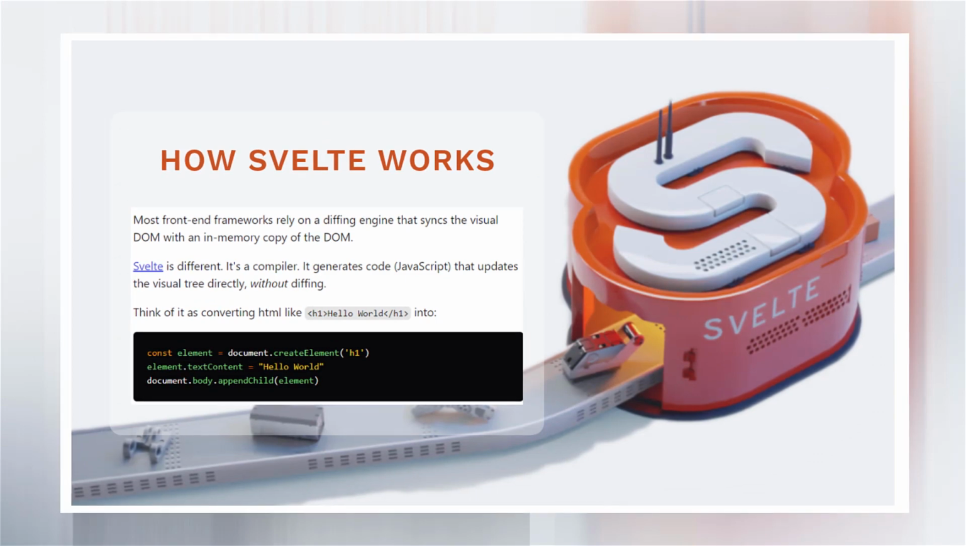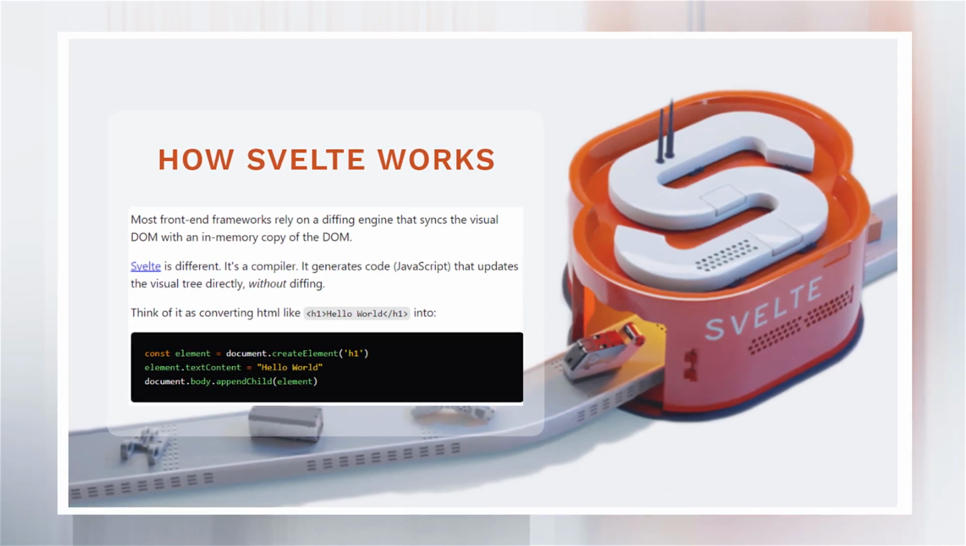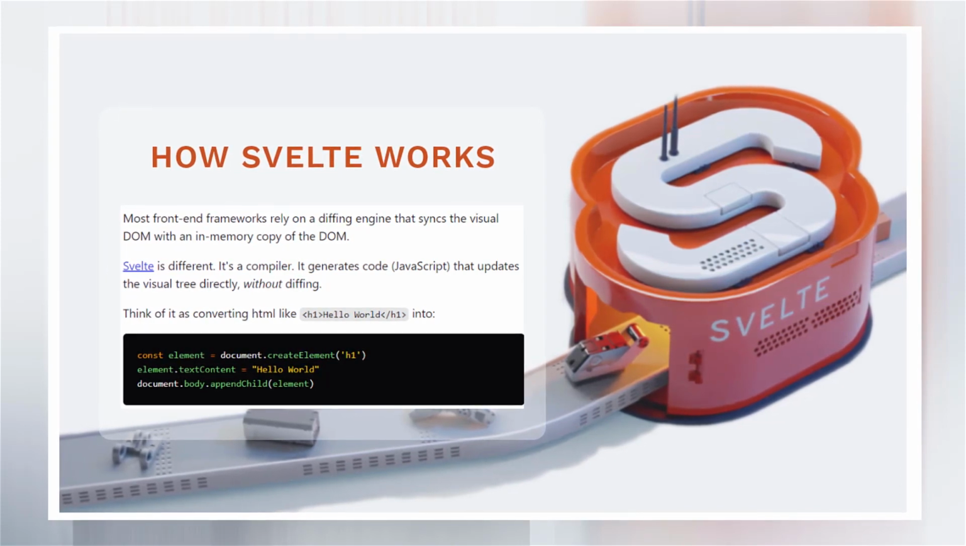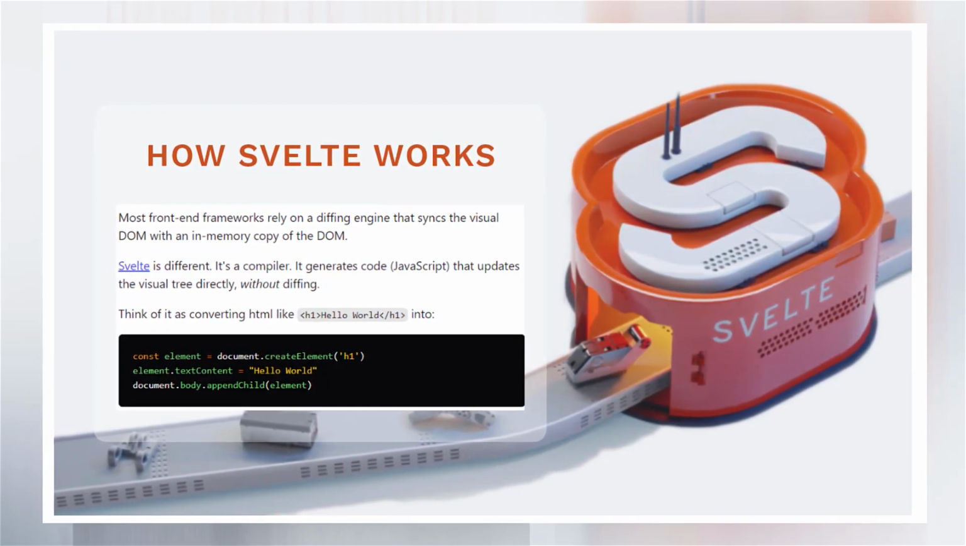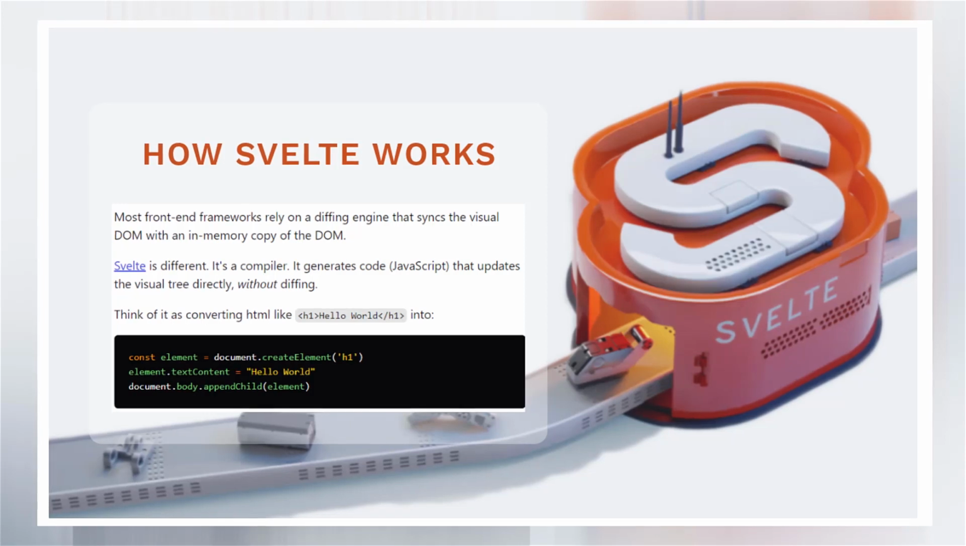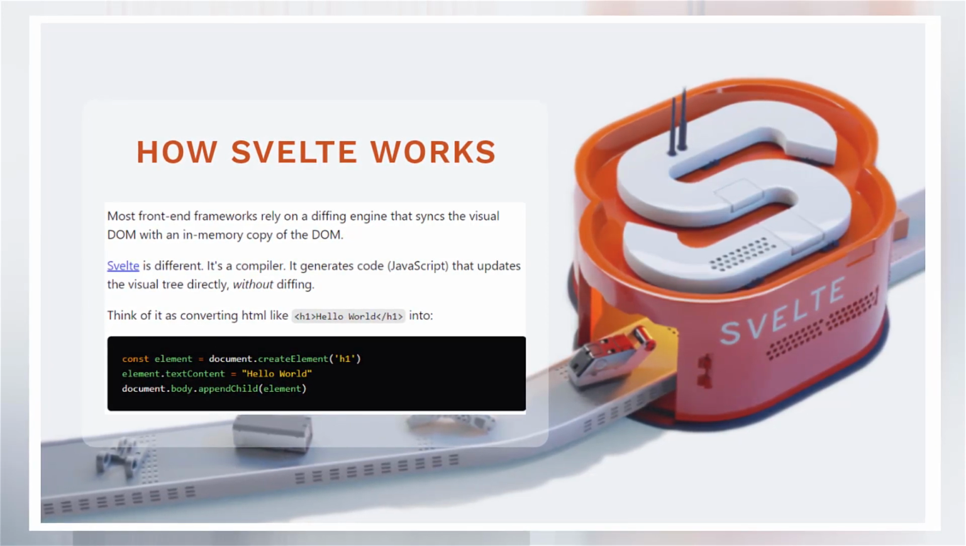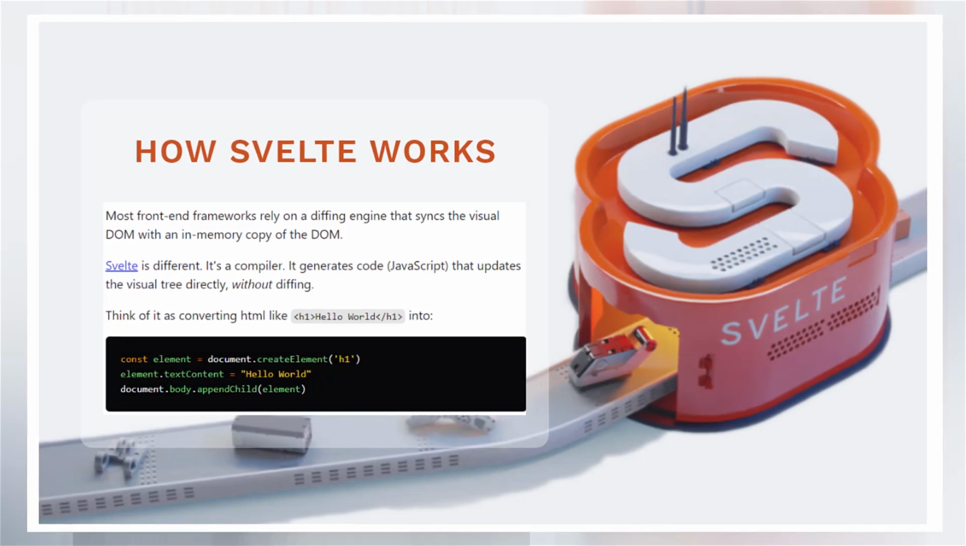For more clarity, this is an example of how Svelte looks in your browser. It's just a pure JavaScript element that is injected into your browser. Unlike React.js or Vue.js, where you have virtual DOMs, Svelte is just different. It's a compiler. It generates JavaScript code that updates the visual tree directly. You can go over to their official documentation to have more understanding of this.